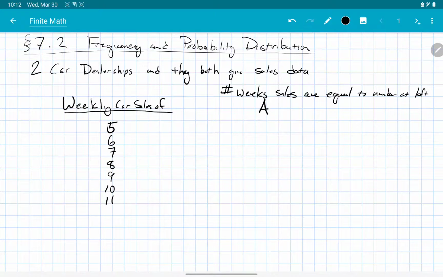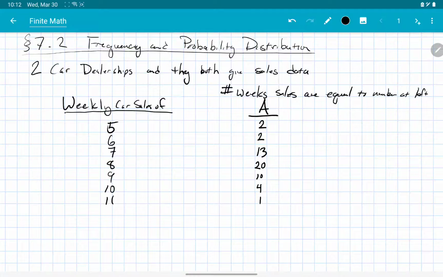And we have two dealerships, so let's say dealership A will be right here. The number of weeks they sold 5 cars was 2 weeks. The number of weeks they sold 6 cars was 2 weeks. The number of weeks they sold 7 was 13. Number of weeks they sold 8 was 20. Number of weeks they sold 9 was 10. Number of weeks they sold 10 was 4. And the number of weeks they sold 11 cars was 1. So that is the information that dealership A provided for us.